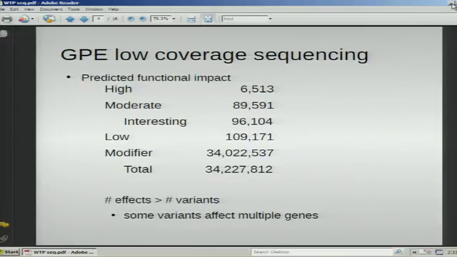Larry just showed how we categorize these variants relative to the current bovine annotation. There are 95,000 of these that I'll call interesting. They're either high impact or moderate impact. The moderate impact are mostly non-synonymous SNP that cause a change in the amino acid of a protein. So out of those 34 million variants that we've detected, I think we're focusing right now on that 96,000.